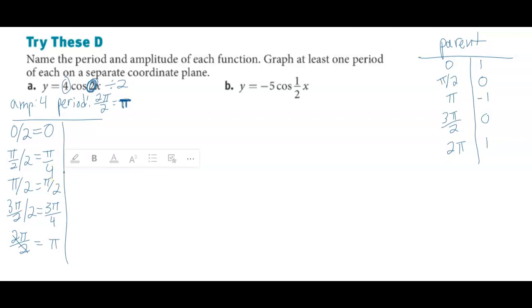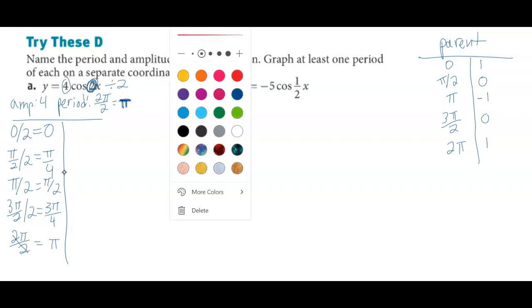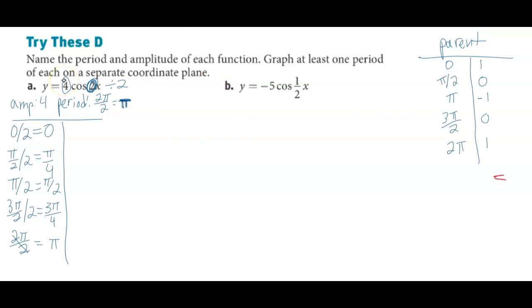And then the y values I'm going to multiply by A. So that 4 is what we're multiplying the y by. So we get 4, 0, negative 4, 0, 4. And that's what I'm going to be using to graph.